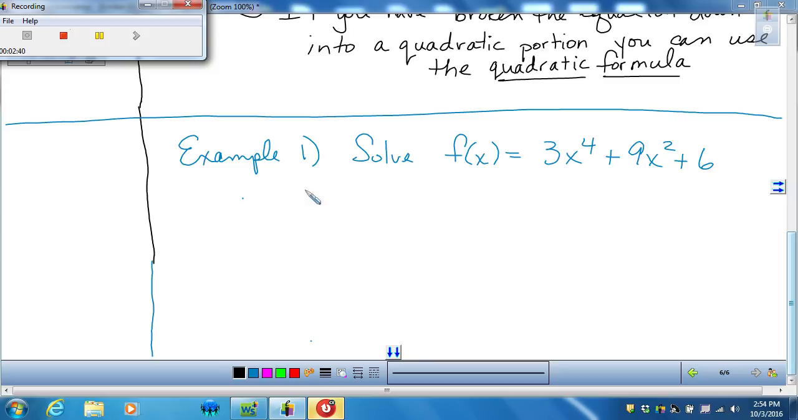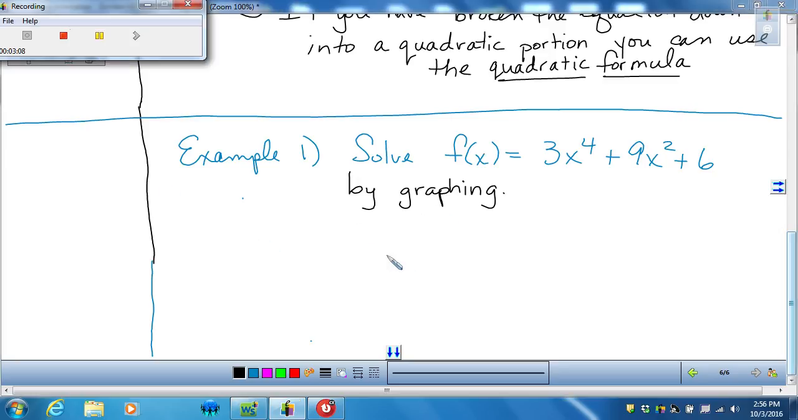Okay, example number 1. We have the equation f of x is equal to 3x to the 4th plus 9x squared plus 6, and we want to solve it by graphing. So the first thing we're going to do is go to our graphing calculator and graph this function. I'm going to pause for a moment, pull it up on the calculator, and allow you to see what I came up with.